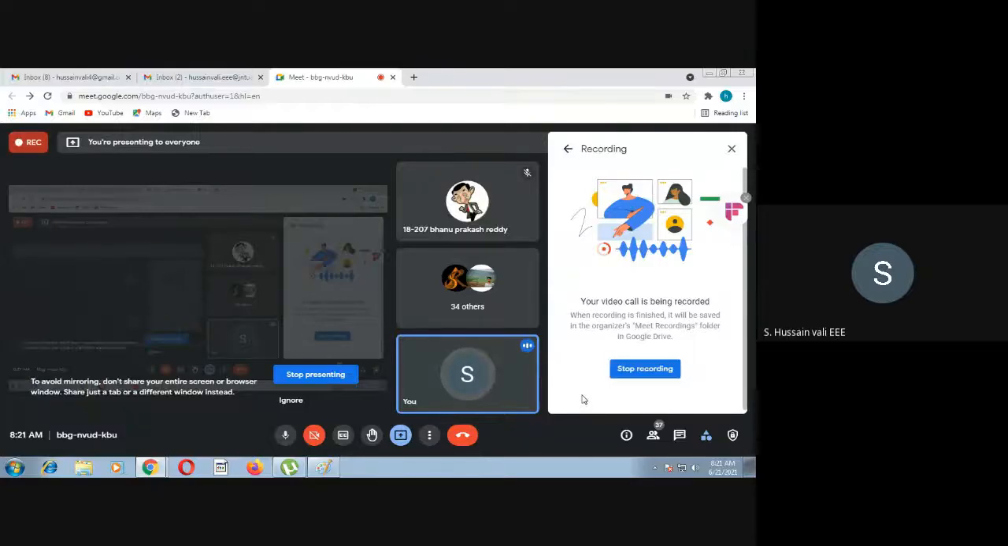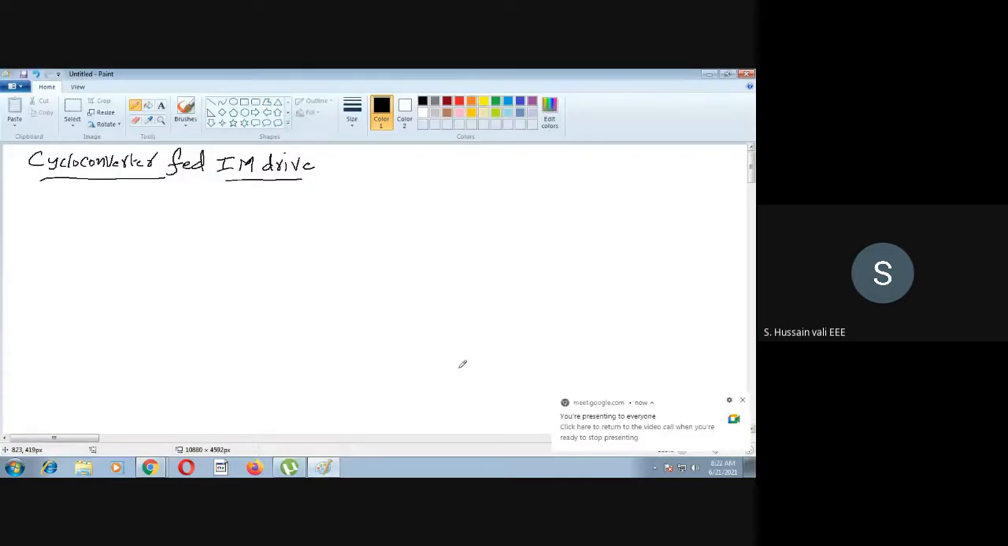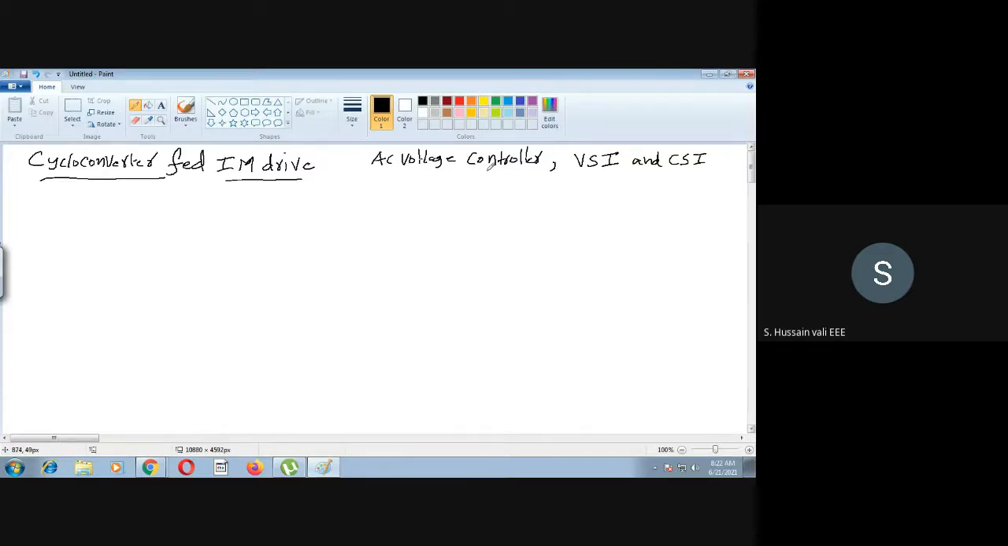Inverter, current source inverter, and AC voltage controller. So you see that what we have done as of now is AC voltage controller, then voltage source inverter and current source inverter. These three things we have done yesterday in class itself. Okay, so today's class we'll see how we will use this cycloconverter.